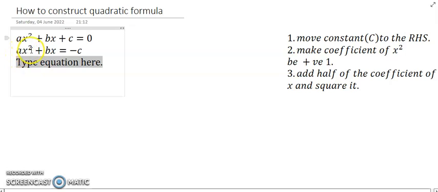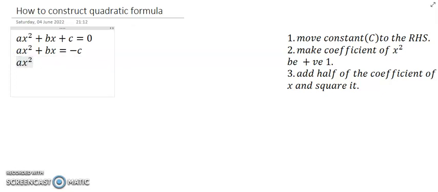X squared is this one guys, and the coefficient of x squared now is a, but to make the coefficient of x squared to be positive 1, we will just divide every single term by a, because a is the coefficient of x squared. If we divide every single term by a, we will get ax to the power 2 divided by a plus bx divided by a equal to negative c divided by a as well.